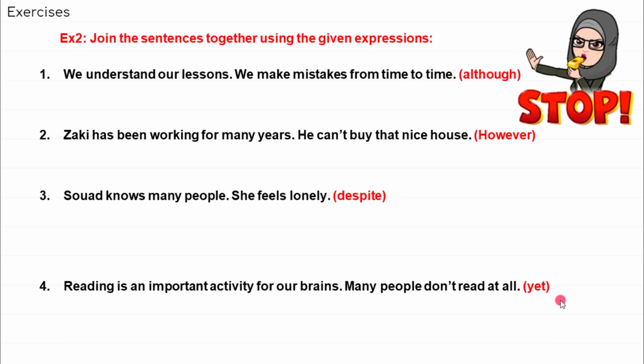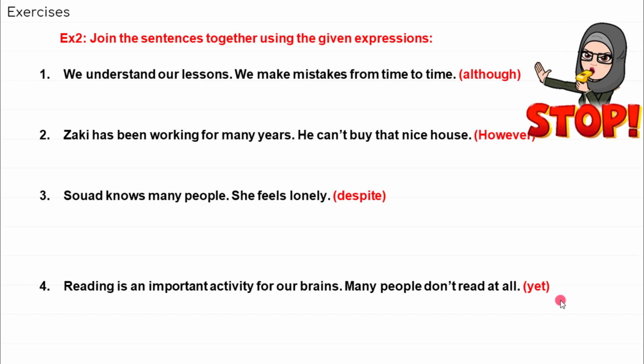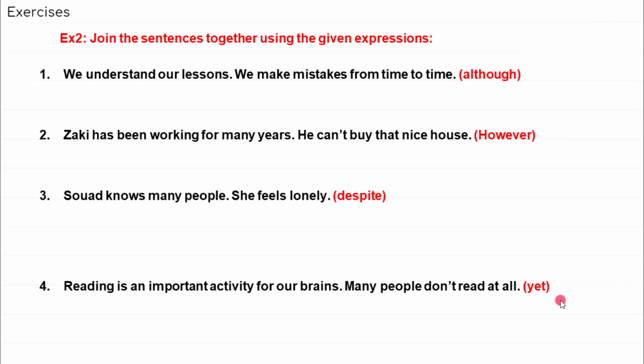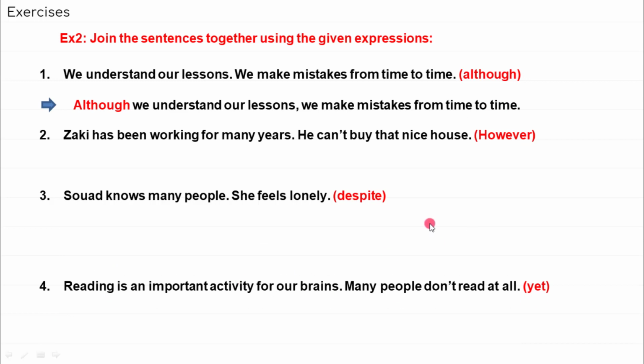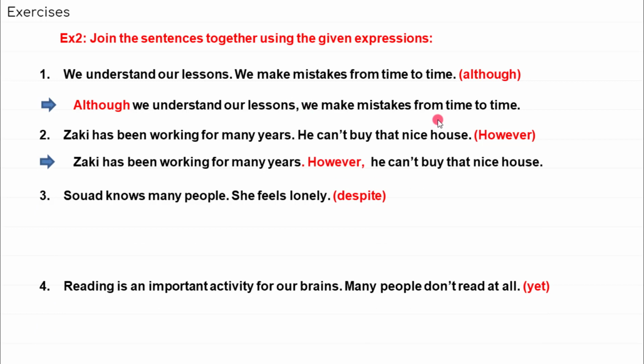Number 1. Although we understand our lesson, comma, we make mistakes from time to time. Number 2. Zaki has been working for many years. Full stop. However, comma, he can't buy that nice house.